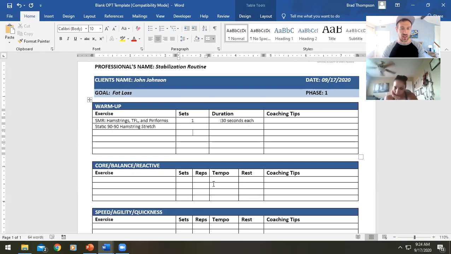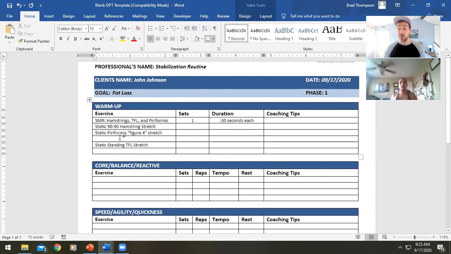Right, we're going to do a static standing TFL stretch, which I will put, just for the sake of being fancy here, at the bottom. A static piriformis figure 4 stretch, right? Static piriformis figure 4 stretch.